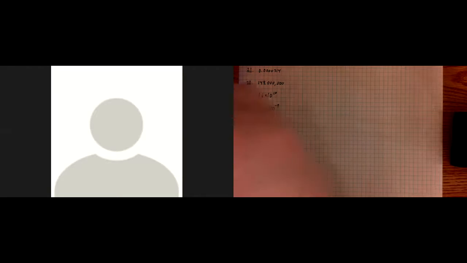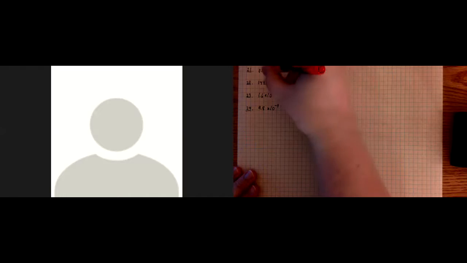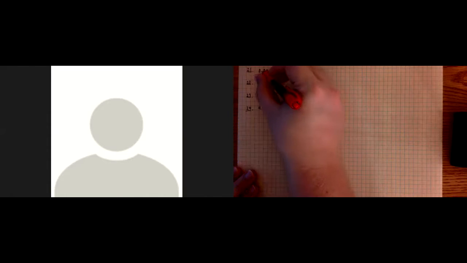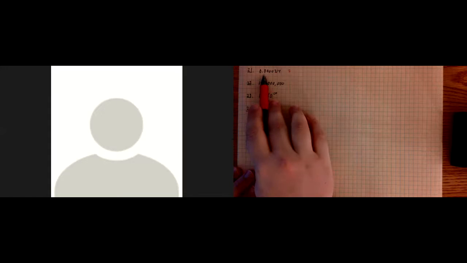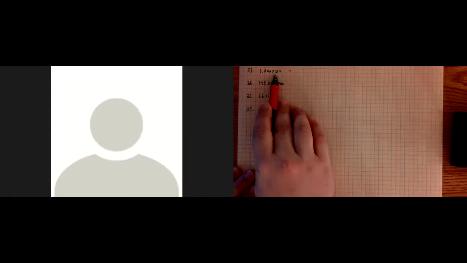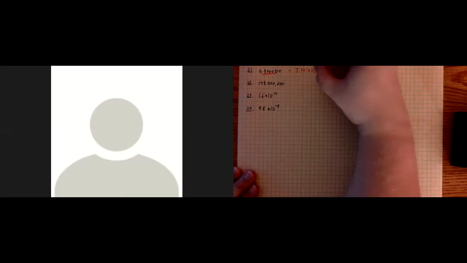Okay, let's do this. Top one. So to get our solution, we have to count how many places it is from our current decimal place to our new decimal place. So my new decimal place needs to go at the first number that is between 1 and 10, not including 10. So 1, 2, 3, 4, 5. This would be 3.14 times 10. Now, since we are going to the right, this would make this a negative 5. Small values get negative exponents.